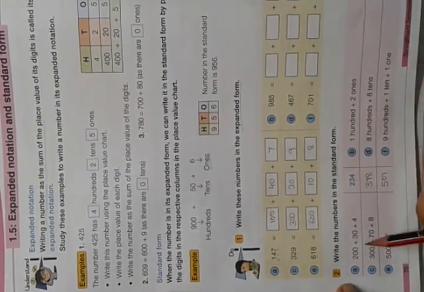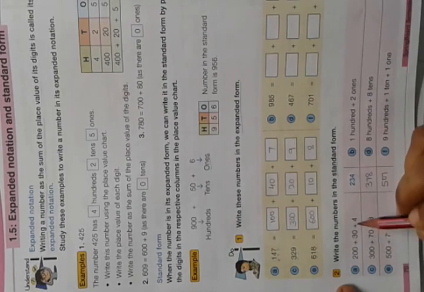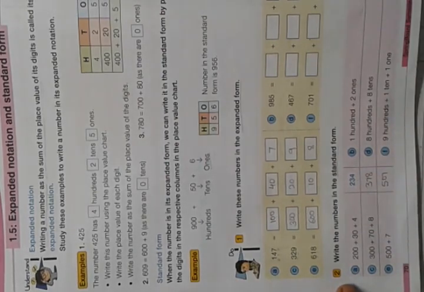Now next, write the numbers in standard form. In standard form, they have given the expanded form, and we have to write it in standard form. 200 plus 30 plus 4. If you add all these numbers, we will get 234. Next, 300 plus 70 plus 8. Altogether we will get 378.